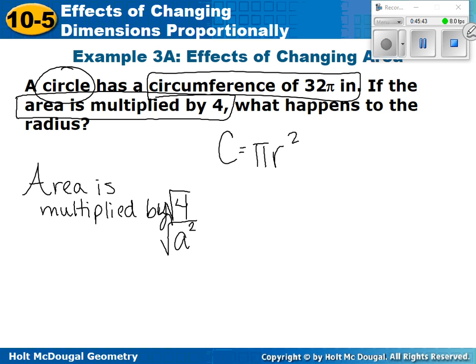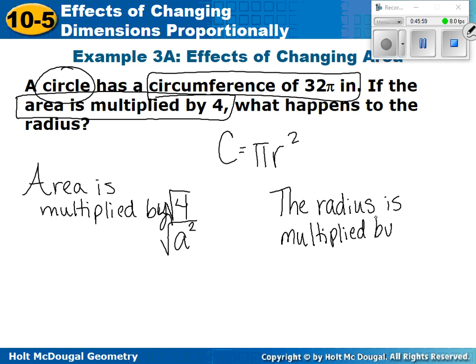What's the square root of 4? 2. So we would say what happens to the radius? The radius is multiplied by? One more time, what's it multiplied by? 2.